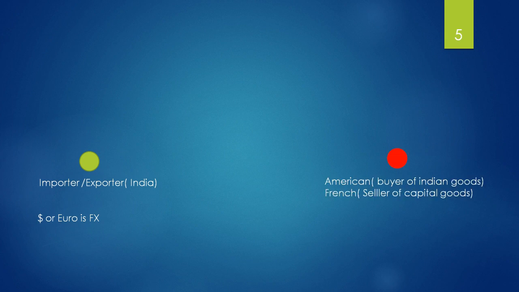For the Indian exporter or the importer, the US dollars or euro is foreign exchange, while for the American, who was the buyer of Indian goods, and the French, who was the seller of capital goods, the Indian rupee is foreign exchange. Also note that foreign exchange and the business of dealing in forex are two important aspects of international banking.